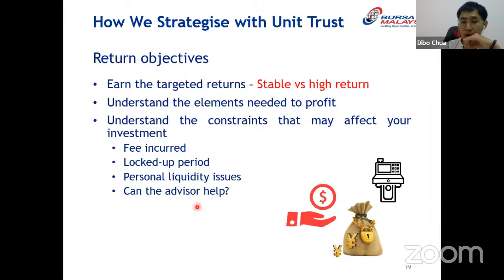This is also very, very important, because you have to understand whether the advisor is actually helping you come up with the right funds, come up with the right strategy, and keeping you updated on your investment. So you have to understand all these things before entering into an investment. Okay, so this is the key part. Just by return objective, you have to understand all these things before entering unit trust.